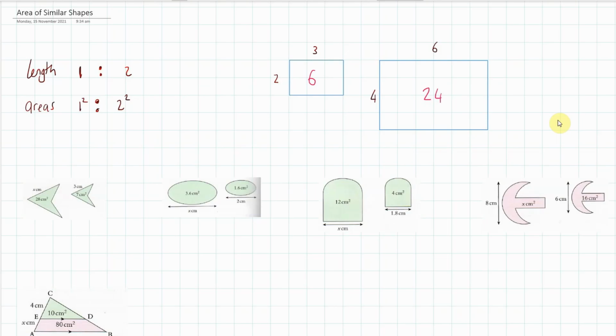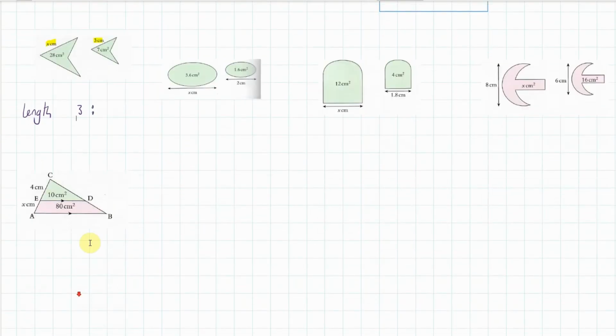And this is very important when we come to working out the areas of similar shapes, as we're going to find out today. So let's take a look at this first one here. You see that we've got an unknown length, and we know the length of the smaller shape, and we know the areas of both of the shapes. So what I like to do first with something like this is I'm going to just do my ratios, something to something for length. My smaller length is 3. Now I'm going to look at my areas.